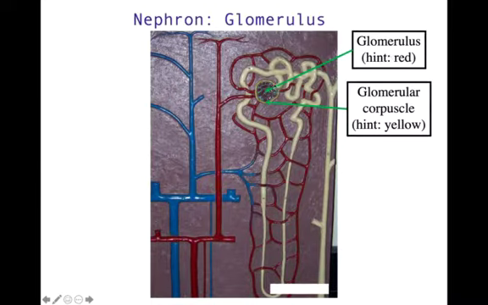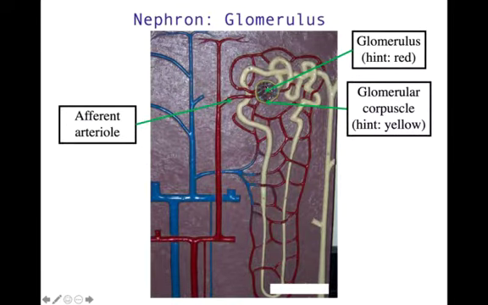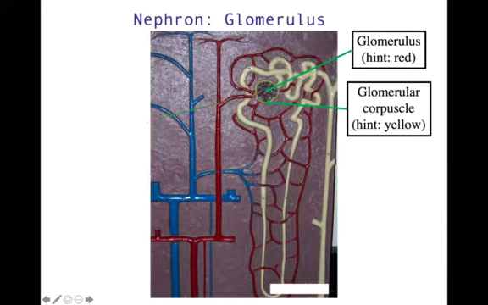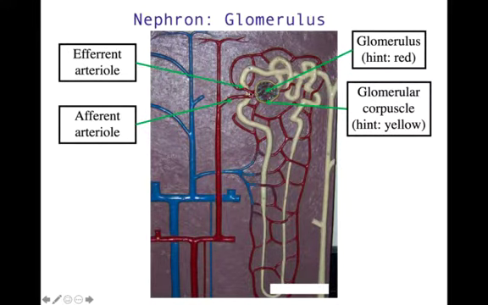Now, the glomerulus again are fenestrated capillaries. So capillaries are fed by what? Well, they're fed by arterioles. Feeding the glomerulus, we call that the afferent arteriole. Now, what's kind of unique about these capillaries is that typically capillaries are drained by venules. Well, in this case, we're not going to drain the glomerulus with a venule. We're actually going to drain it with another arteriole. So here in red is what we call the efferent arteriole. So it's both fed and drained by arterioles.